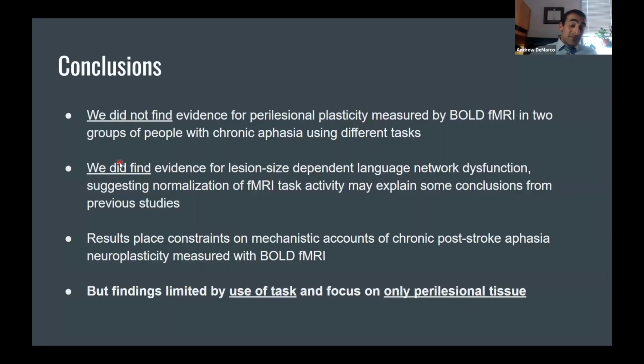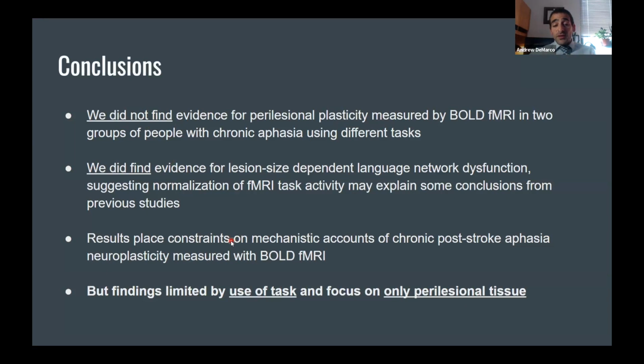And so to conclude the first half of this talk here, we didn't really find evidence for perilesional plasticity, although I want to see it. We did find evidence for lesion size dependent widespread language dysfunction, and that favors a renormalization or normalization mechanism.